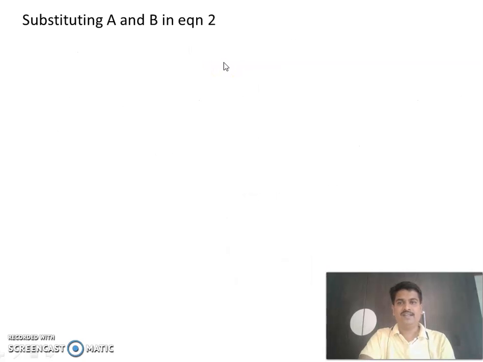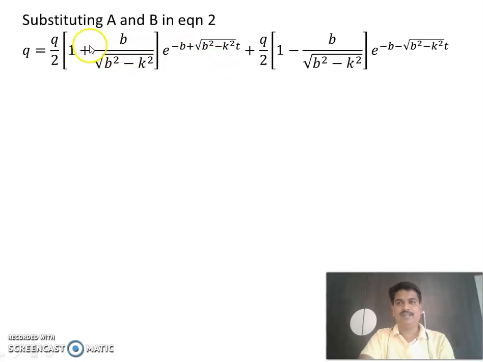Substituting the values of A and B: this is the value of A and this is the value of B, which I substituted in my solution. So this is the final equation for the charge in the circuit while discharging a capacitor through an inductor and resistor. It's a parallel LCR circuit, discharging of a parallel LCR circuit.